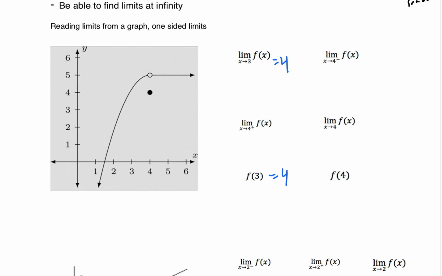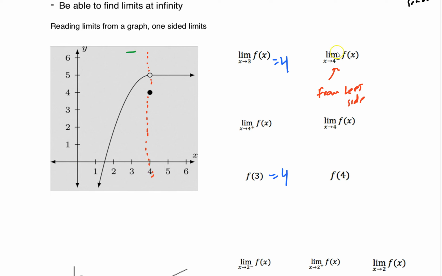So the next one, limit as x approaches 4 with a little minus sign. Look what's going on there. Well, the minus sign is just a very specific limit. It means from the left. We only care about the left side. So as x approaches 4. Again, notice it says as x approaches 4. So here's 4. As we're getting close to 4 on the x, what's the y doing? That's what I want to know.